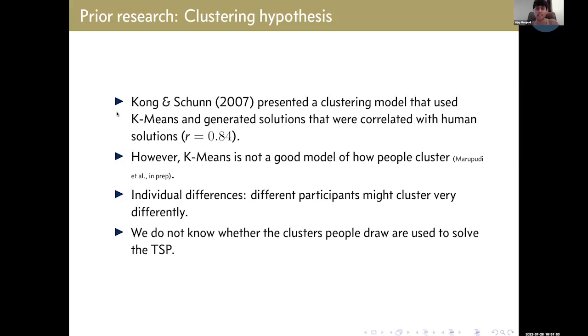Prior research has suggested that people might be using the clustering hypothesis or the clustering strategy. Kong and Shin in 2007 presented a clustering model that used k-means to generate clusters and then generated solutions that were correlated with human solutions. However, ongoing work in our lab suggests that k-means is not a good model of how people cluster. Also, people have pretty decent variation in their clusterings. Different participants might cluster very differently. So we do not know whether the clusters people draw are used to solve the traveling salesperson problem.